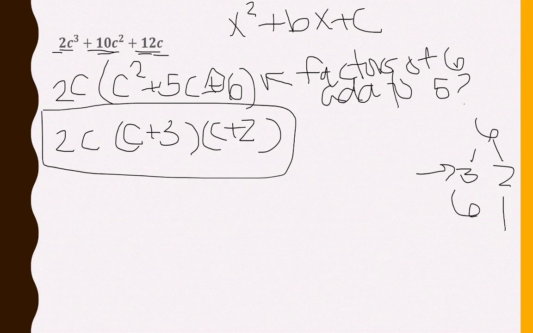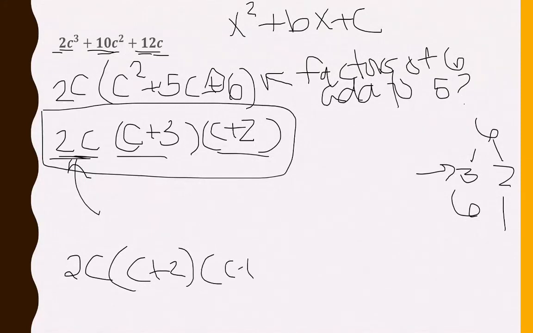If we wanted to check this, of course, we could always FOIL back through and then multiply by our 2c, and we will get the resulting 2c cubed plus 10c squared plus 12c. And then something else that I want to point out is that we never lost this. 2c is a factor of this trinomial. This trinomial happens to have 3 factors, and we can write them in different orders if we wanted to. So 2c times c plus 3 times c plus 2 is the same thing as c plus 2 times c plus 3, as long as we include them all.